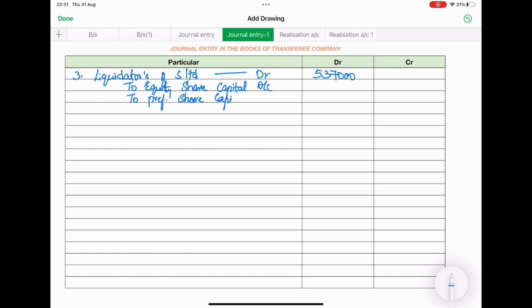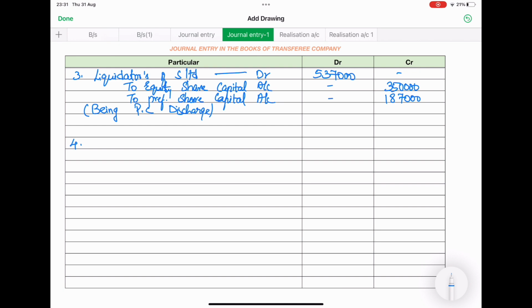So in the first entry only we have calculated the values, isn't it? So in equity capital we are going to transfer 3,50,000. In preference, 1,87,000 we are going to transfer. So being PC discharge, kindly write the full form. So PC means purchase consideration. So fourth point is we are going to issue the new debentures.